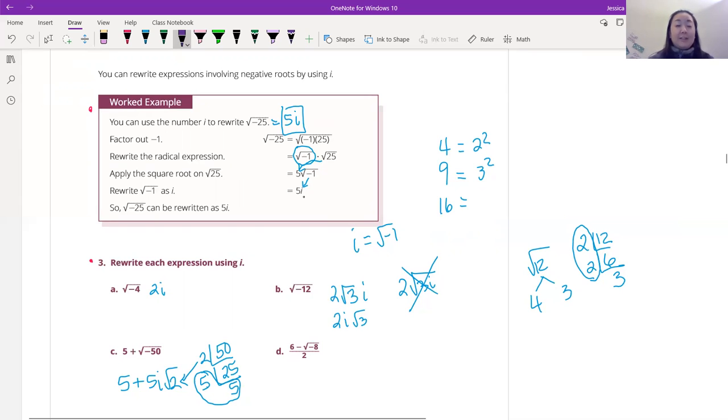What I like to do is say, okay, I'm dealing with a negative square root, which means I'm definitely dealing in the world of i. So I write in the i. And then I go, well, what is the square root of 25?